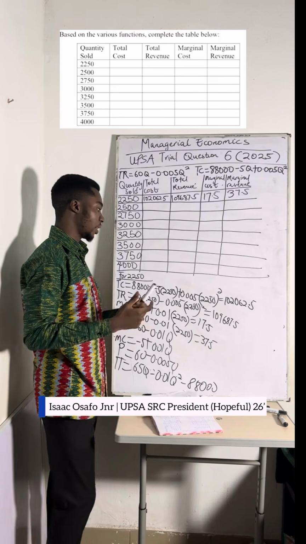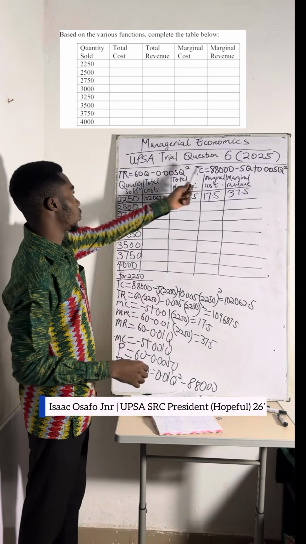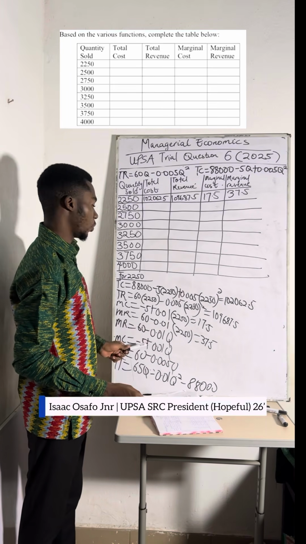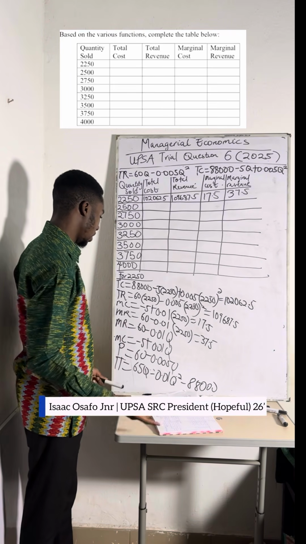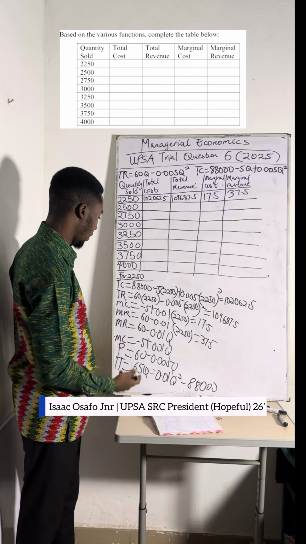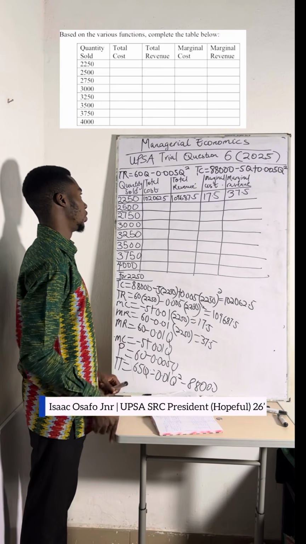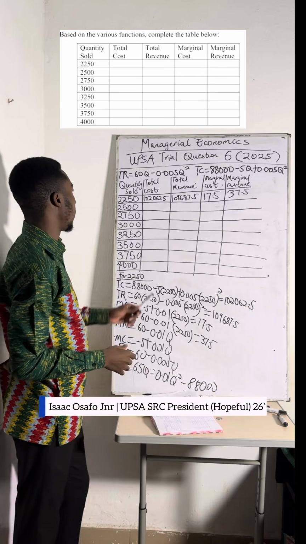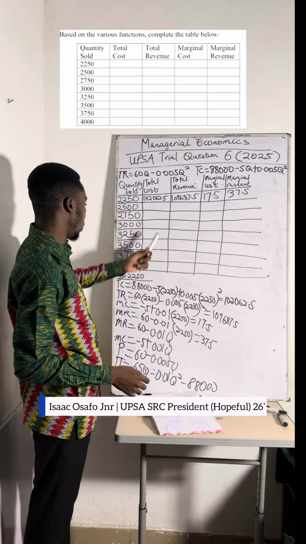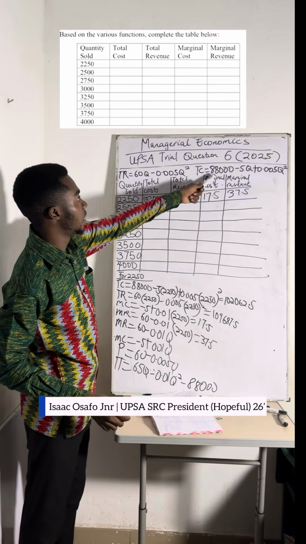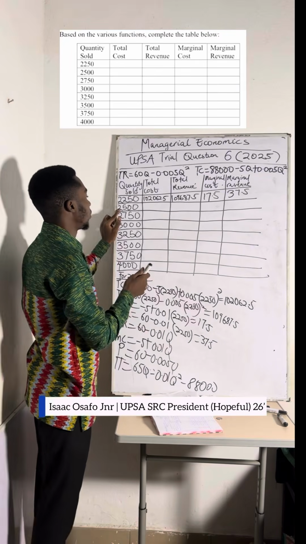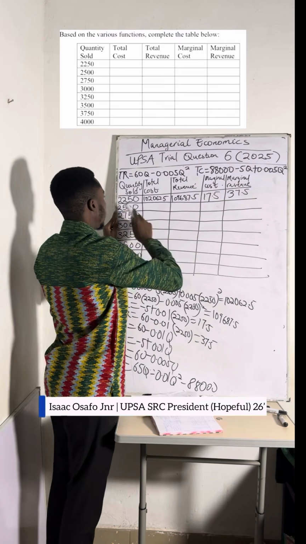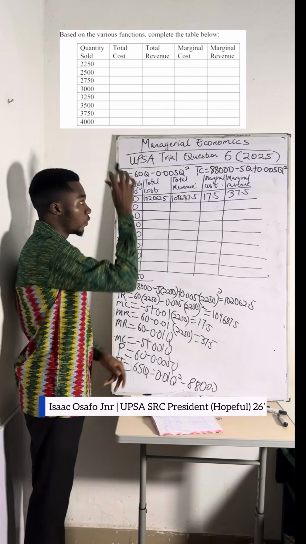So just go through all the functions. I think for this one, you only need the total cost function, total revenue, marginal revenue, and marginal cost function. You don't even need the price yet. I don't know if later on they ask you, but for now, those are the 4 you need. For all of them, just substitute the values into it. So if you are finding the total cost for 2,500, it will be 88,000 minus 5 times 2,500 plus 0.005 times 2500 squared. Okay, so you do it for all of them.